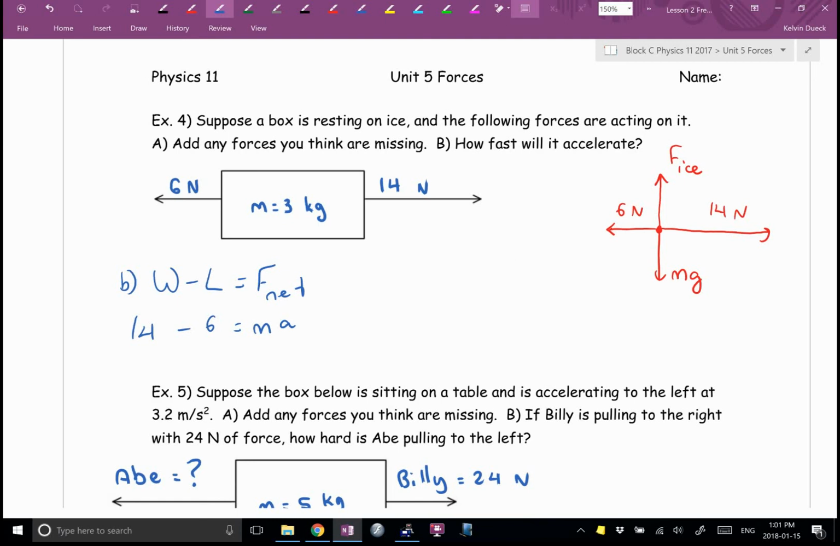What'd you say, divide by M? I'm going to go like this. A equals, in your head, Emma, 14 take away 6. Divided by, what was M from the picture? 9 divided by 3 is 3. 8 divided by 3, is it 2.6 repeating? Double check me. Yeah, so 2.67.